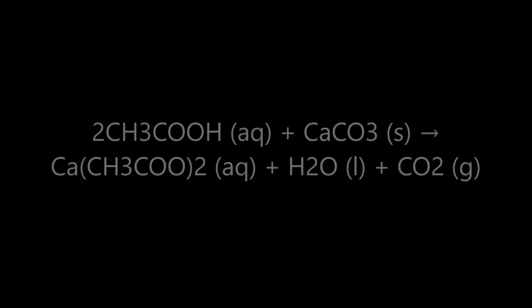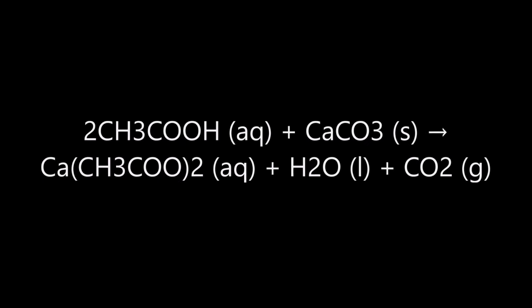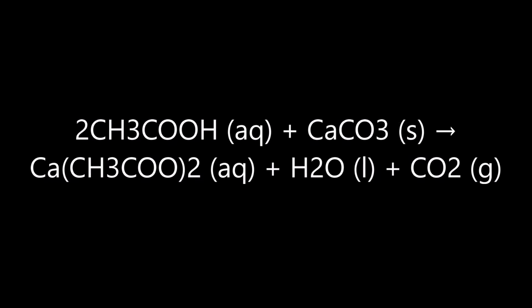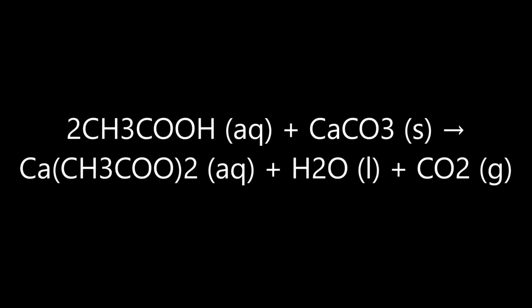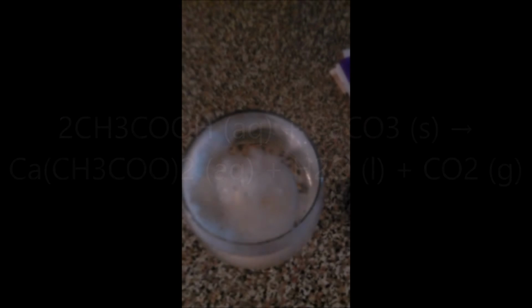So, what exactly is the chemical change that's taking place? The overall equation of the reaction is the acetic acid from the distilled vinegar reacting with the calcium carbonate that is contained in the shell of the raw egg, and this reaction results in the production of water, carbon dioxide, and the calcium and acetate from calcium acetate.